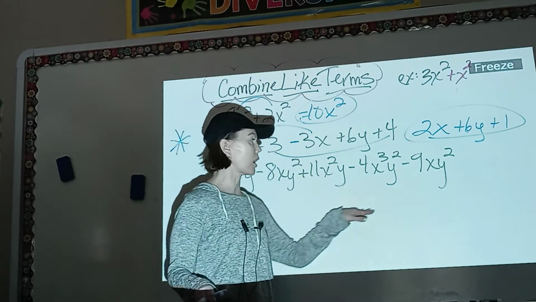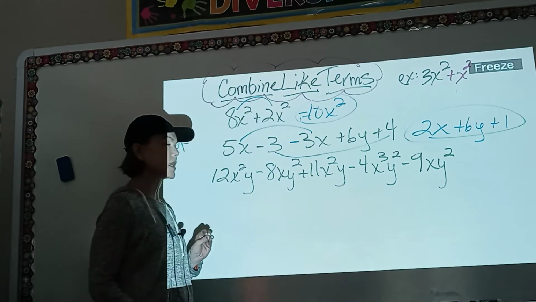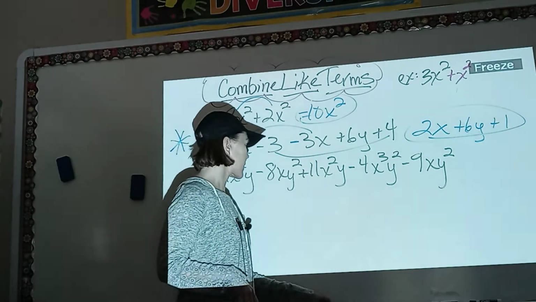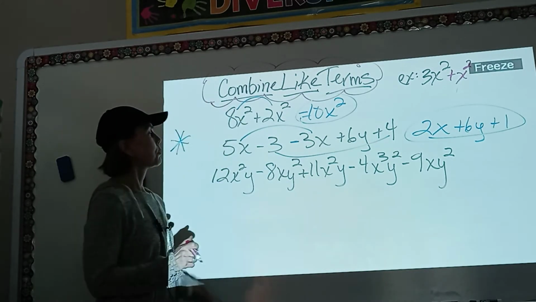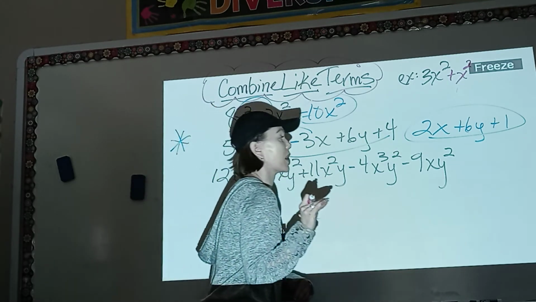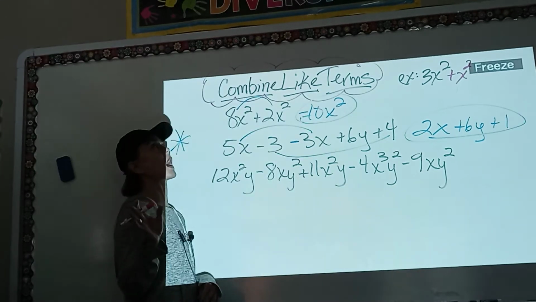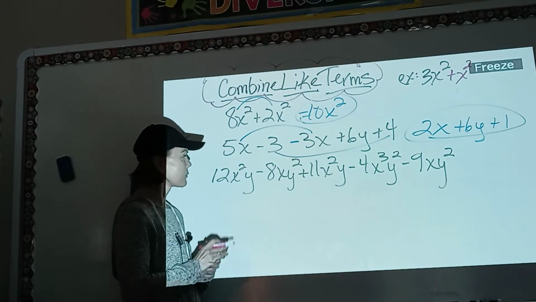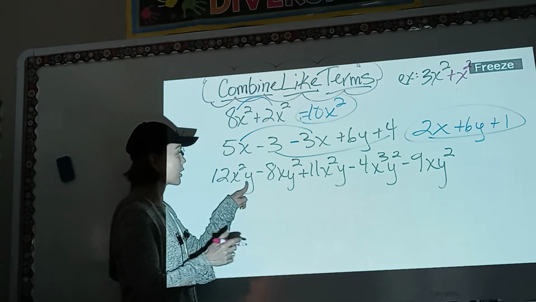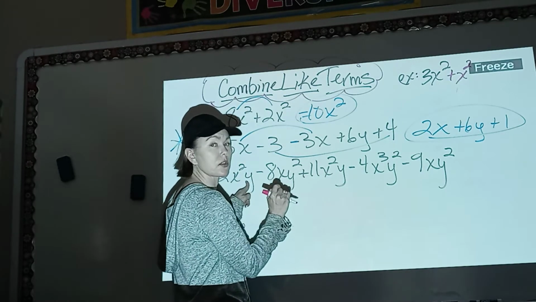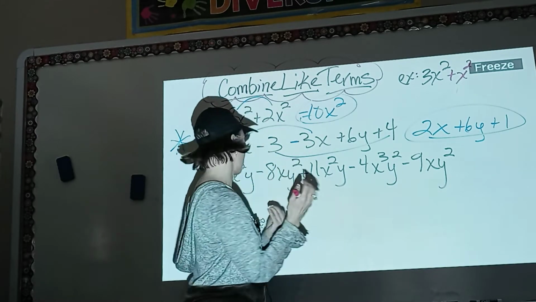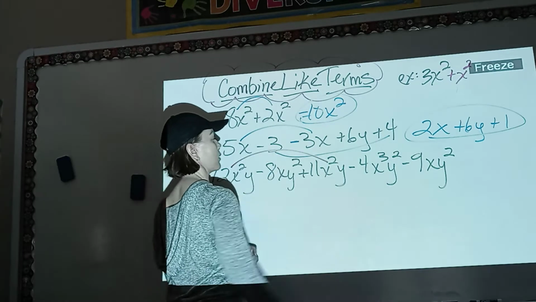So let's take a look here. You really have to have attention to detail. We have a 12x squared y minus 8xy squared plus 11x squared y minus 4x cubed y squared minus 9xy squared. So do we see any like terms? I do. We have x squared y here, and we have x squared y here. They look exactly the same. So let's draw the rainbow.